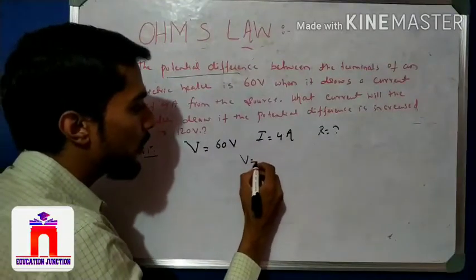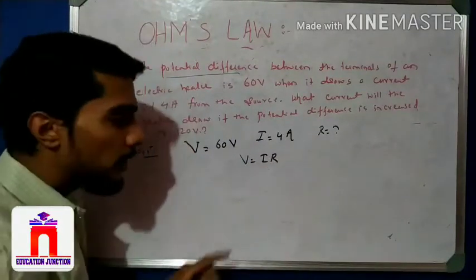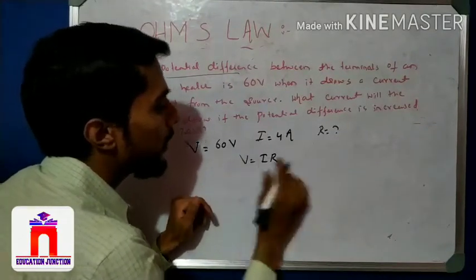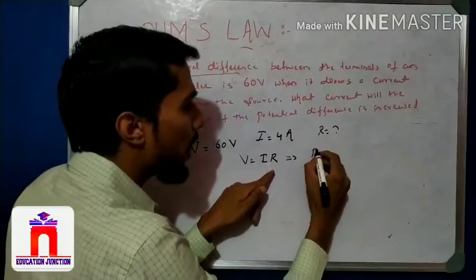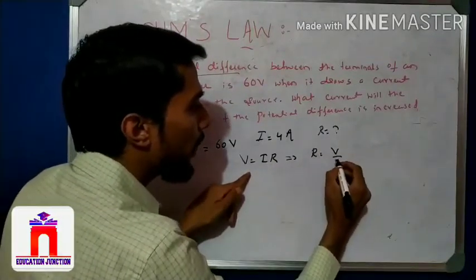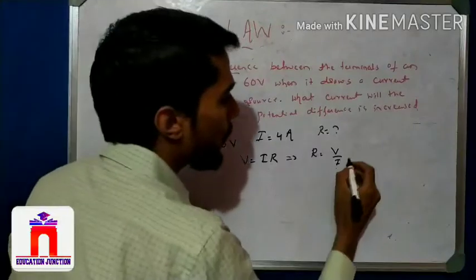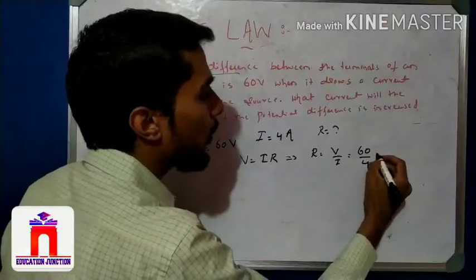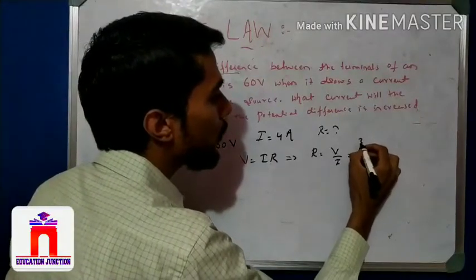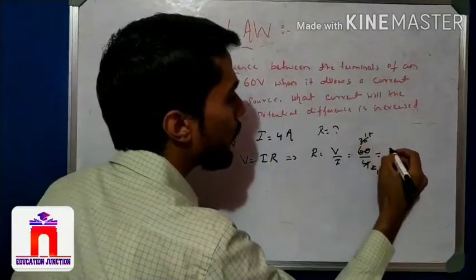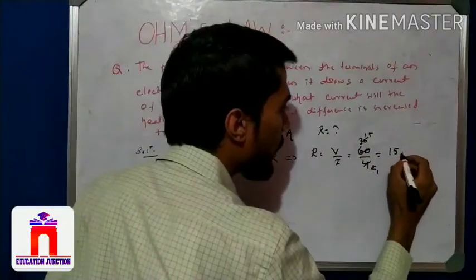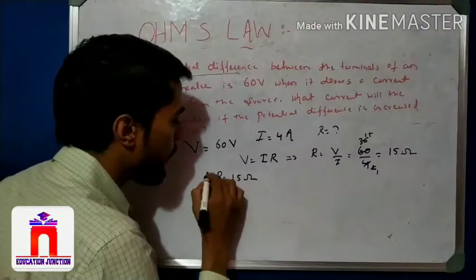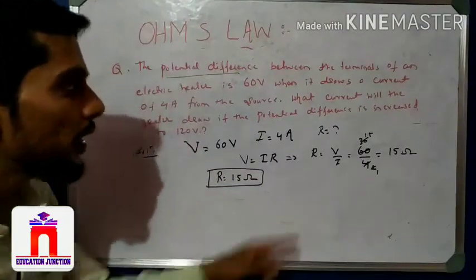So V is equal to IR. Right? Now what is V? V is 60. Okay, we want to find R, so R is equal to how much? V by I. V, this side, will divide. Now here V is how much? 60. And I is 4. Now cancel: 15 ohm, and not ampere. It is ohm. So what is resistance? The resistance is equal to 15 ohm. This is what we get.